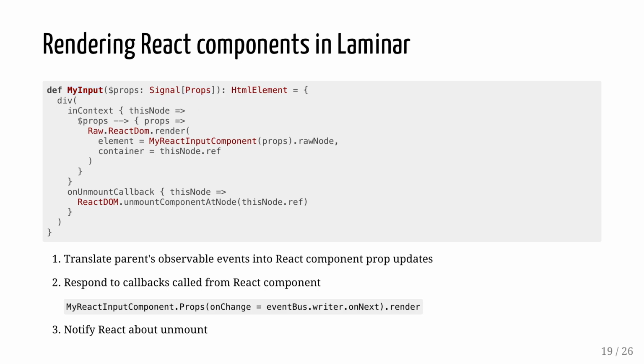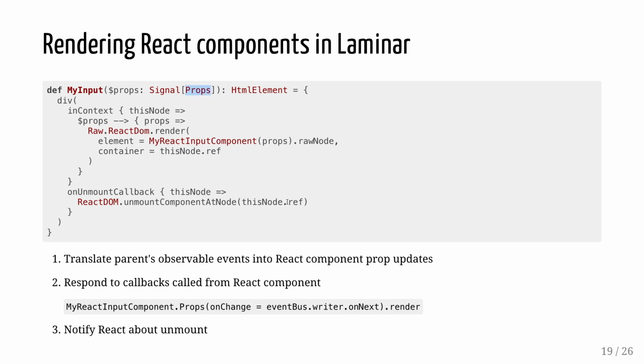Then we just listen to the props update, and whenever they change, we call ReactDOM to render the React component at this location inside this div. Because it's virtual DOM, it will efficiently update the contents of this component on subsequent renders. It's not going to recreate it from scratch every time.